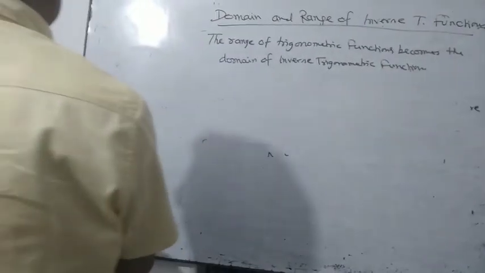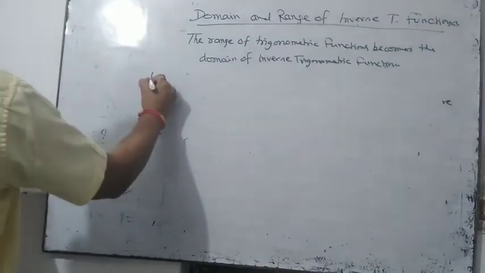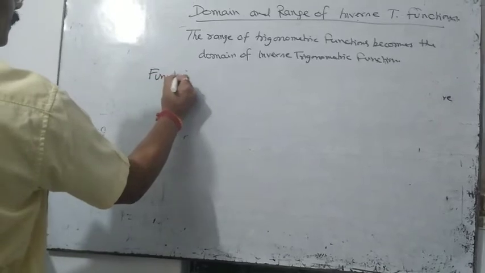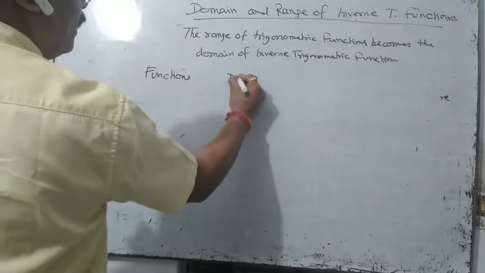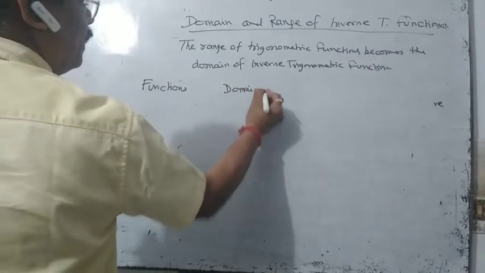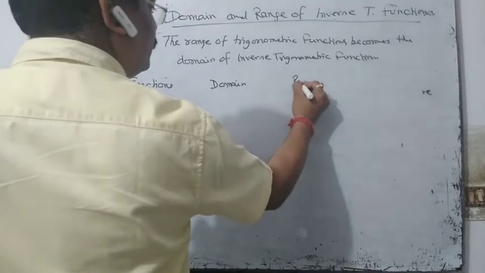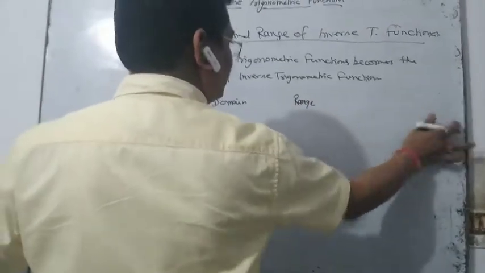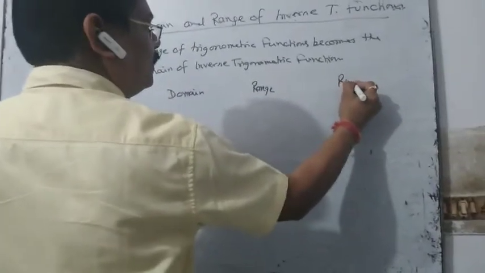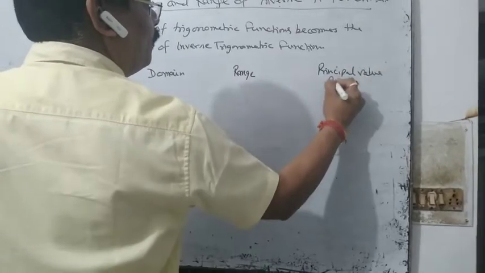Here are some conditions. Functions: domain, range, and principal value branch.